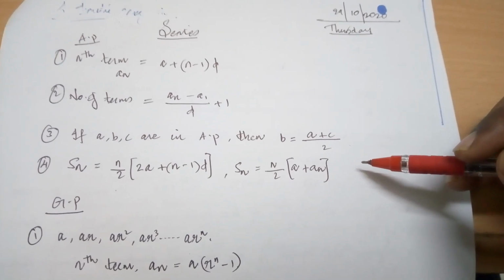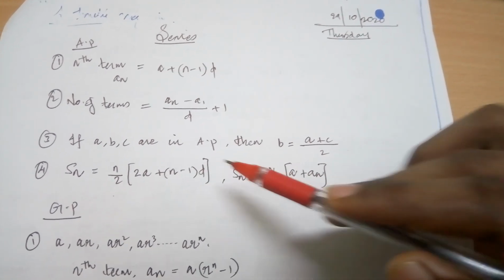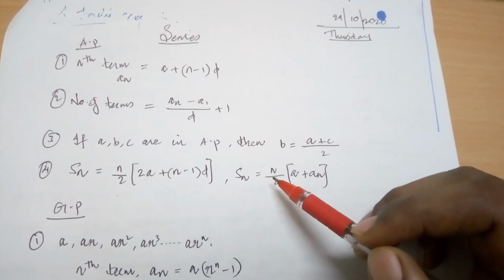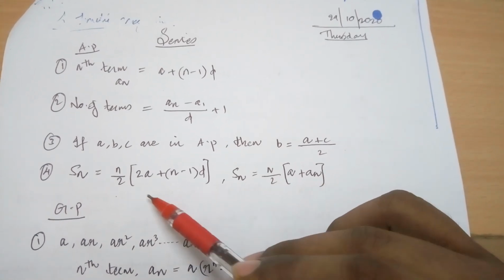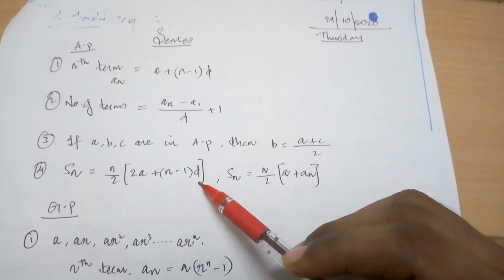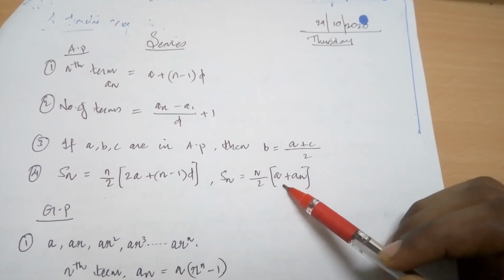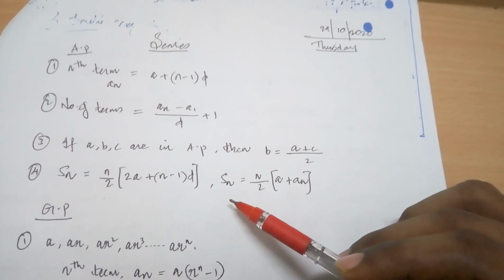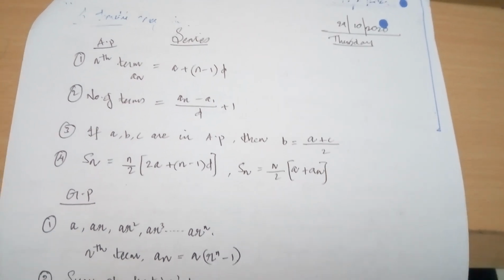The sum of terms in an AP can be found using the formula Sn equal to n by 2 into (2a plus (n minus 1) into d), and Sn equal to n by 2 into (a plus an). Here n means the number of terms, a is the first term, an is the last term, and d is the common difference. If the first term and the last term are given, this is how you can find the sum. This is a much easier method. So if you're lucky, you will get it like that.